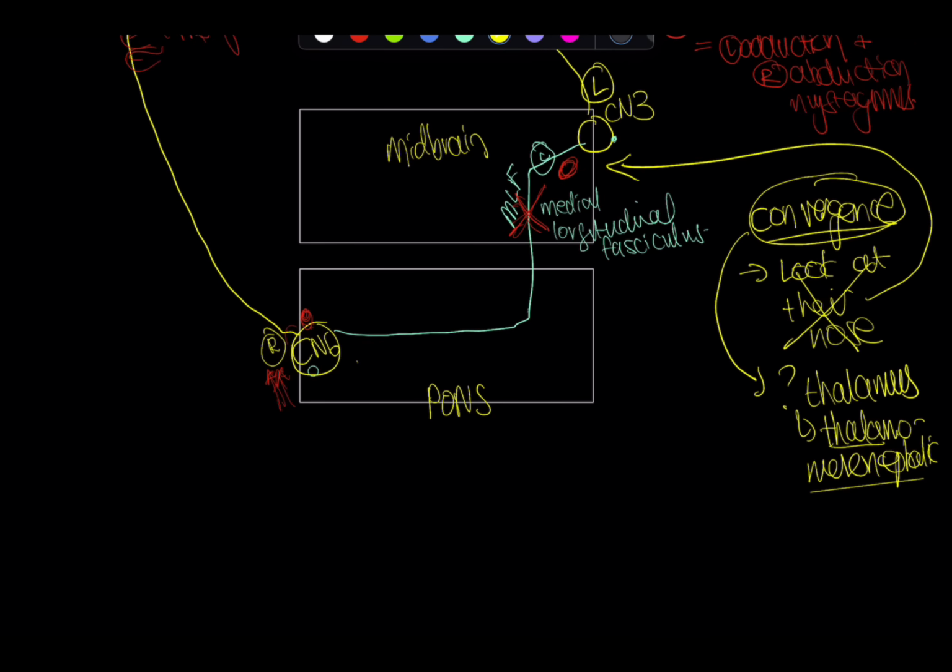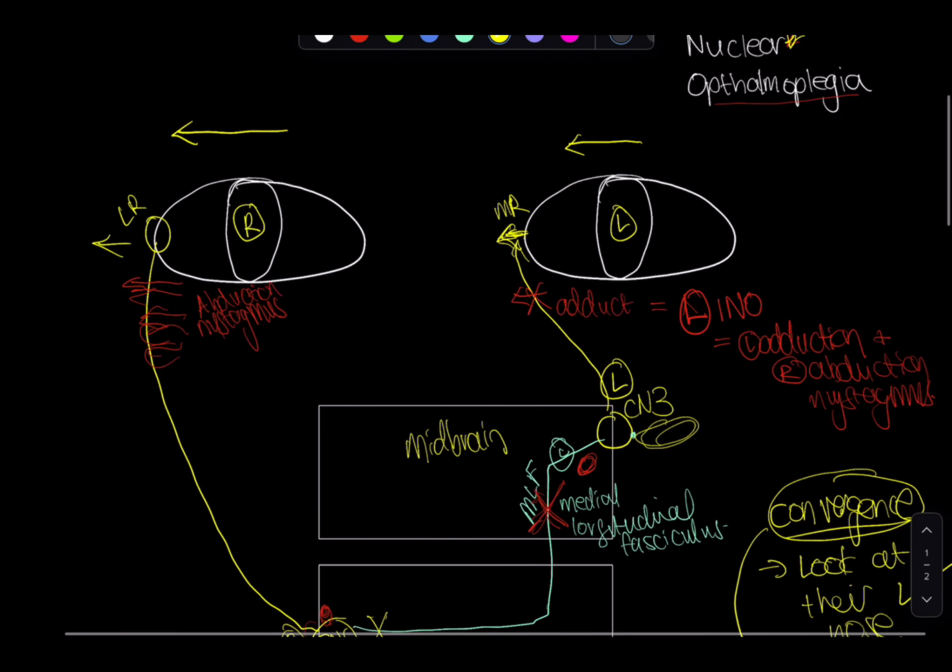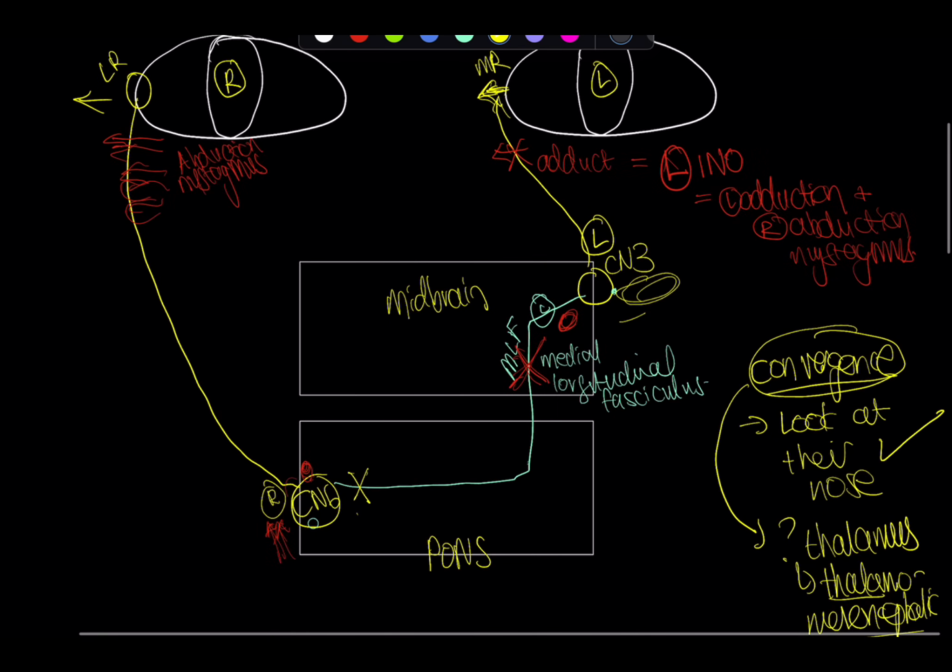But if you ask them to look at their nose and they can, well, then the lesion cannot be around the midbrain because it cannot be near the mesencephalic junction. So wherever the MLF lesion is, it must be the MLF tract within the pons. And that's how you tell if an INO is caused by a lesion in the midbrain versus an INO caused by a lesion in the pons.